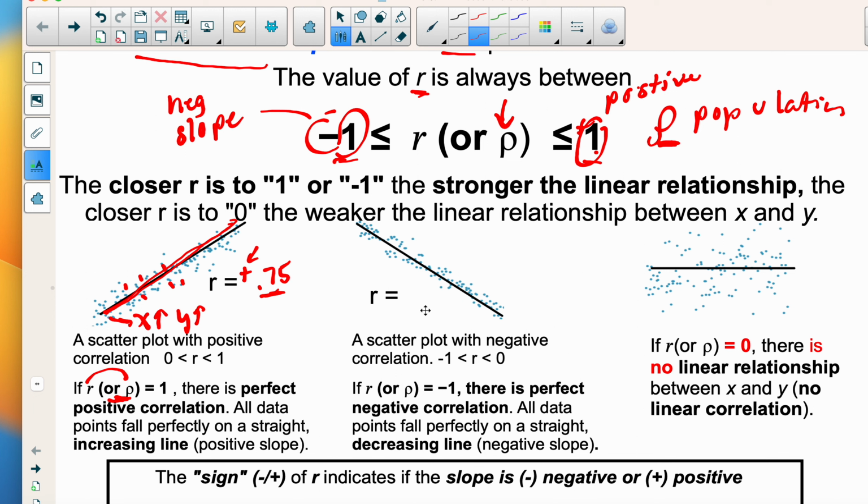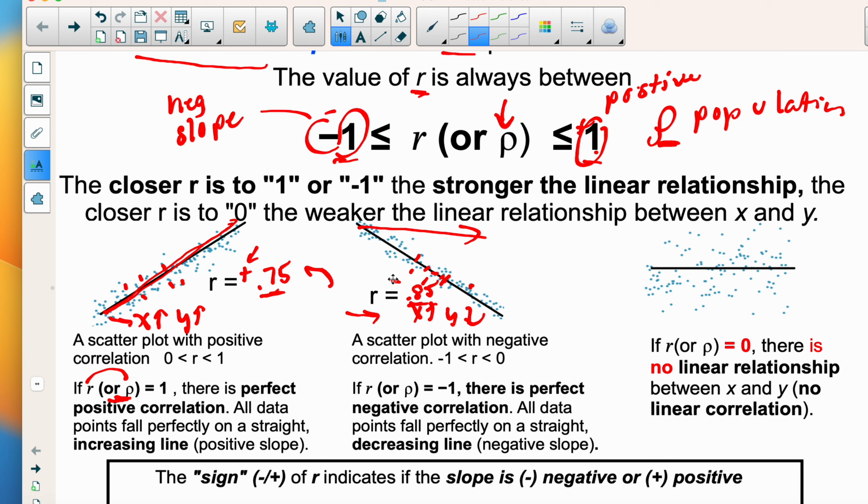All right, in the second example, as x is increasing, reading from left to right, y is decreasing. This has a negative slope. This R would have a negative sign in front of it. And I think these dots are closer than they were over here, so maybe this is 0.85. The bigger the magnitude of this number, the closer the dots are to the line. The sign tells us whether it's an increasing or decreasing line.